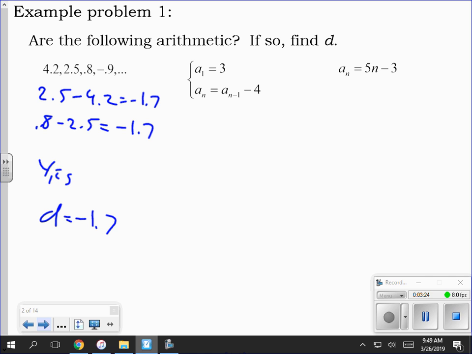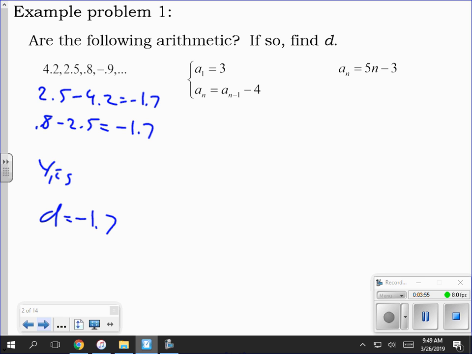This is actually the recursive formula. So my first term is 3. How do I find the next term? Plug in 3. I'll plug in 3 here, but what do I do to it? Subtract 4. I subtract 4. What do I do to find the next term? Plug in what you get. I subtract 4. Subtracting 4 is the same thing as adding negative 4. So I'm adding negative 4 each time.